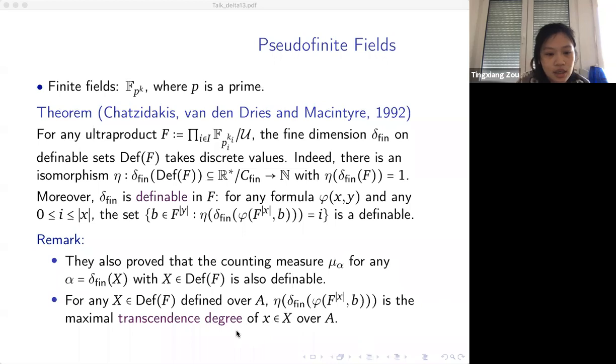So it's the maximal... the dimension of a definable set X is just the maximal transcendence degree of an element of X over A. So it says basically in an ultraproduct of finite fields, all the definable sets of the structure have very well-behaved finite dimension, and this dimension actually is the natural algebraic dimension.